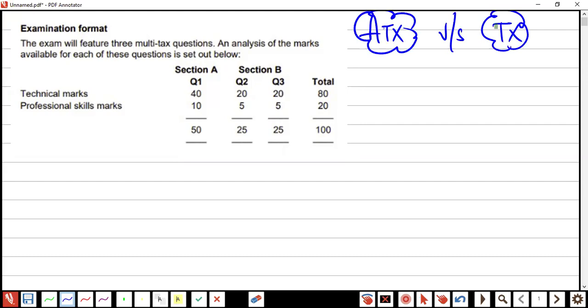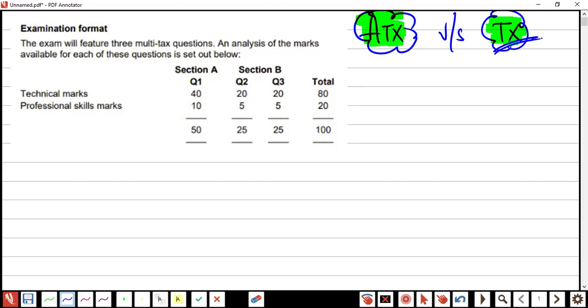If ATX and TX are the same, why is ACCA putting a new paper named ATX in their professional level exam? So TX is the grassroots, TX is the baseline for ATX. Without TX, you cannot pass ATX. Simple. TX knowledge, TX things are going to be carried forward for your journey in ATX. You cannot ignore TX if you want to pass ATX. Got my point? Yes, sir. Yes, correct.